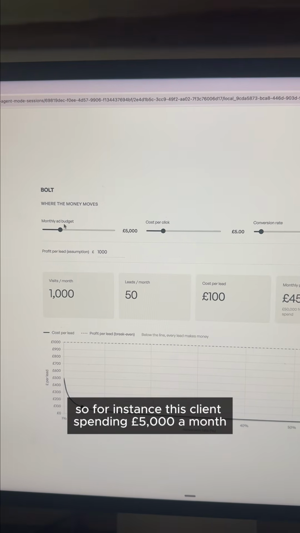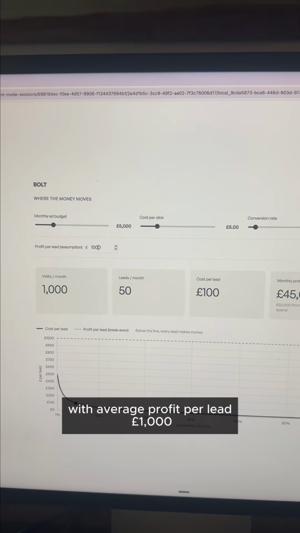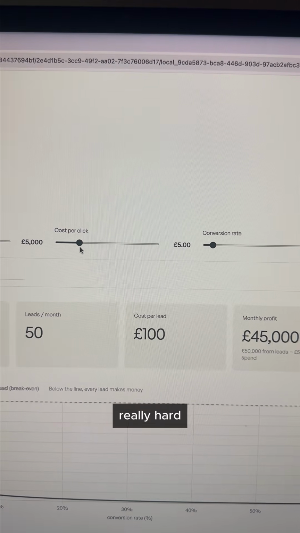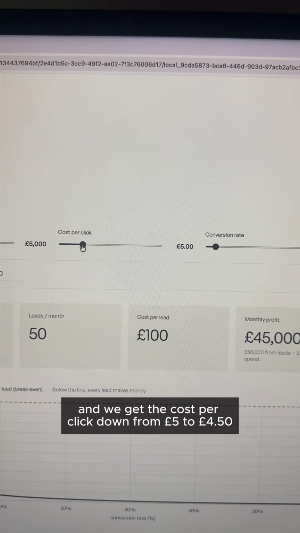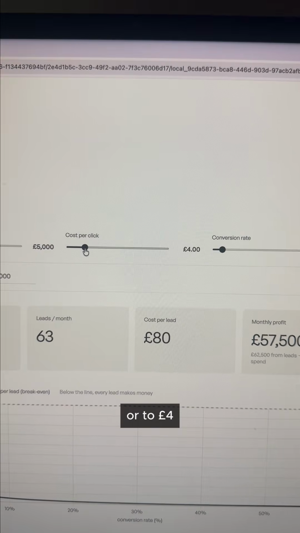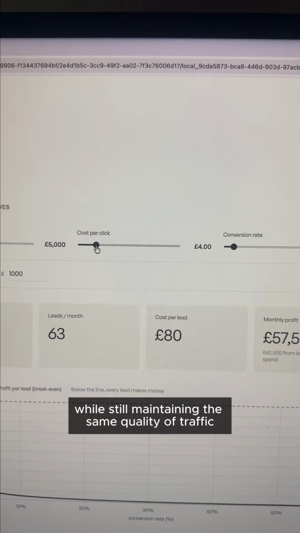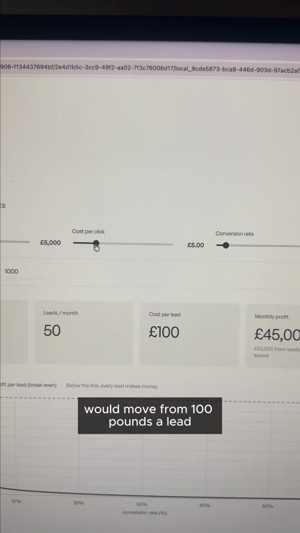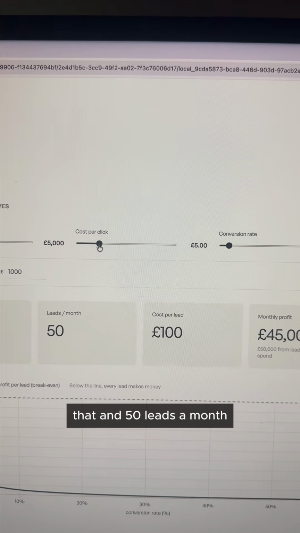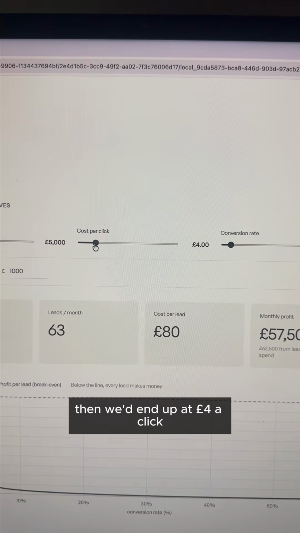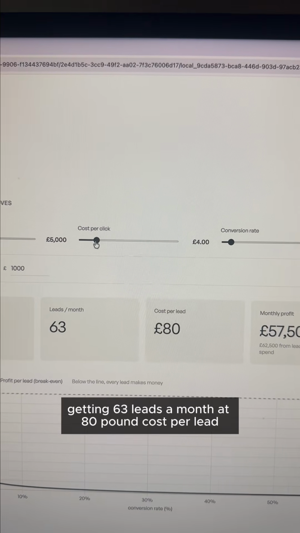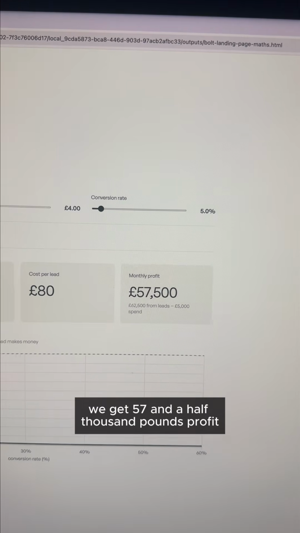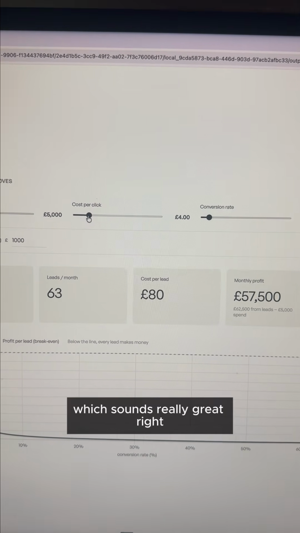So for instance, this client spending £5,000 a month with average profit per lead £1,000, just as an example. If we work really, really hard and we get the cost per click down from £5 to £4.50 or to £4 while still maintaining the same quality of traffic, which by the way is really, really difficult, then our cost per lead would move from £100 a lead and 50 leads a month, then we'd end up at £4 a click, getting 63 leads a month at £80 cost per lead. Now, based on that profit, we'd get £57,500 profit, which sounds really great, right?